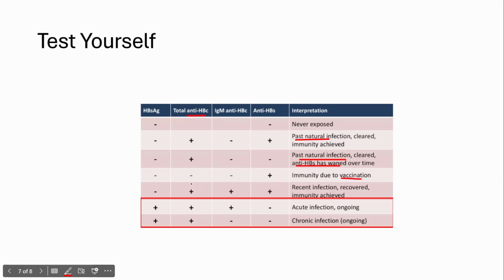Another one is all three of them are present, and IgM levels are also present. So it can mean that the person has recently developed immunity against the hepatitis B virus, since IgM levels are also detected. Now, these two are very important, knowing the difference between an acute and a chronic infection. In the acute infection, you can detect IgM levels, whereas in the chronic infection, you cannot detect them, or maybe they are so low in quantity that they are near zero and you are not able to detect them.